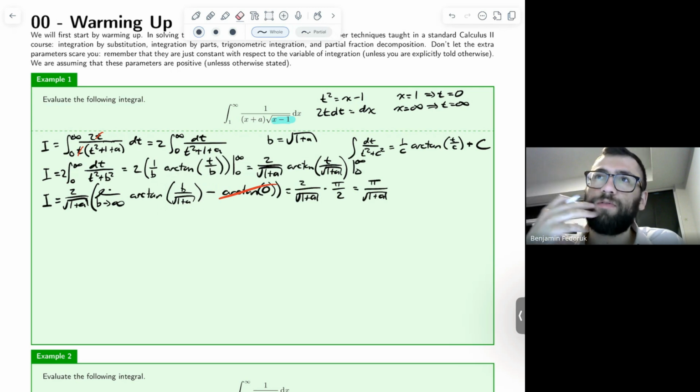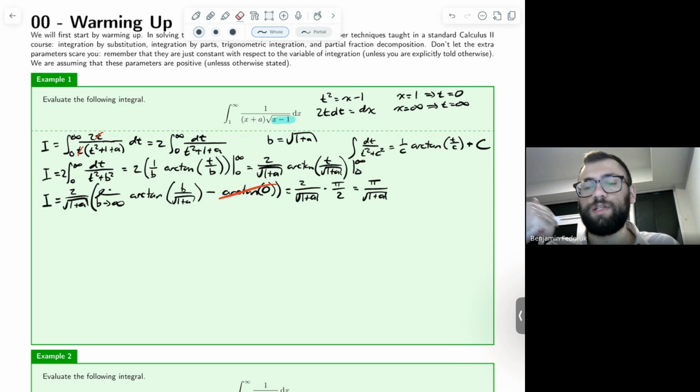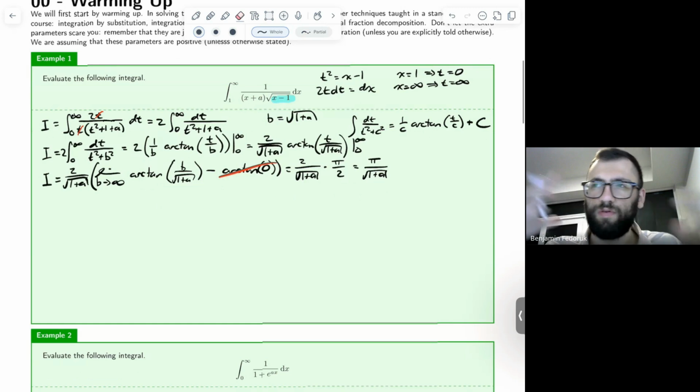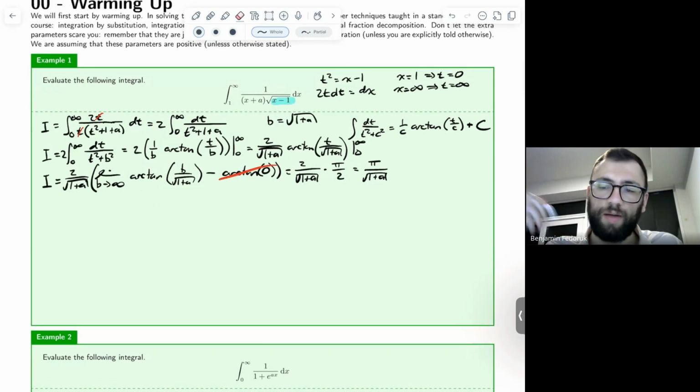And the nice thing about using these parameters like we have, having a here, is that if we ever see an integral of this form, we can just jump to the conclusion just by plugging in an a value. So we've kind of solved more than one problem just by parameterizing it.